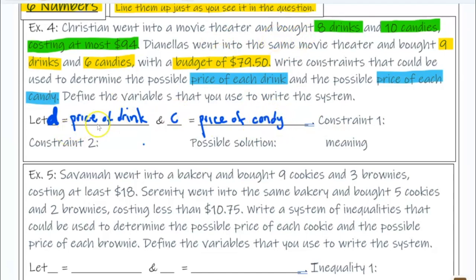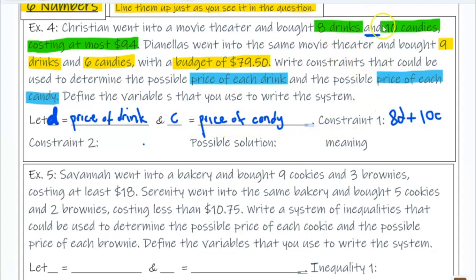Going to write them in order using these letters. All you have to do is read your highlights in order. So I have 8 drinks, and instead of writing 8 drinks, what I'm going to write is 8 and what represents the word drinks, D. So I'm going to write 8D, and 10 candies, and another word for this connector word and is plus, because I'm going to do drinks and candy, so I have both. 10 candies, and again, instead of writing out candies, I'm going to use C because C is the price of the candy.